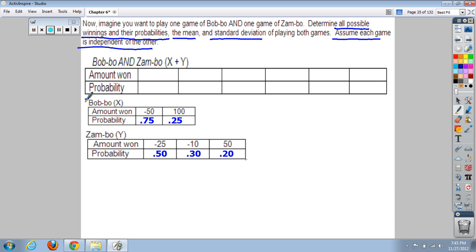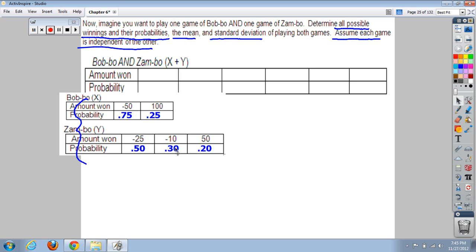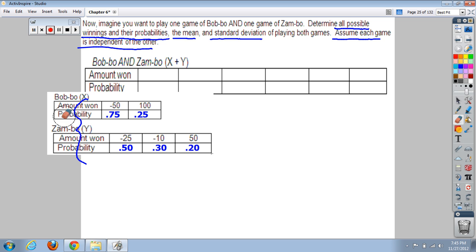Now I put this here from yesterday's video to remind me of the amounts that I could win and the probabilities associated with them. Alright, now let's say we first play Babbo, and I'm going to draw a tree diagram of what's going to happen here. Let me scoot this over so I can get enough room for a tree diagram.